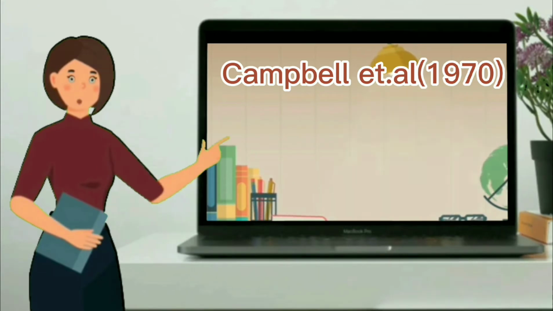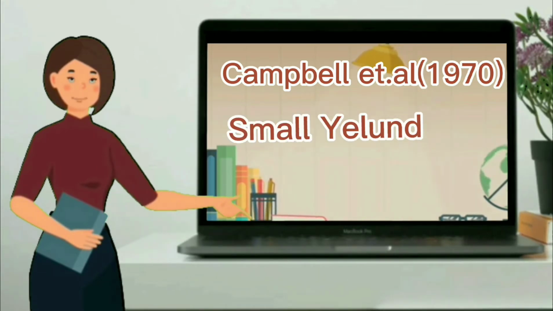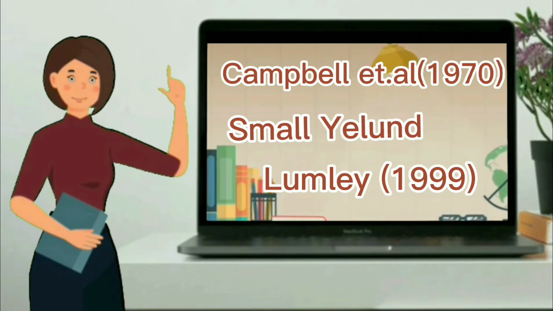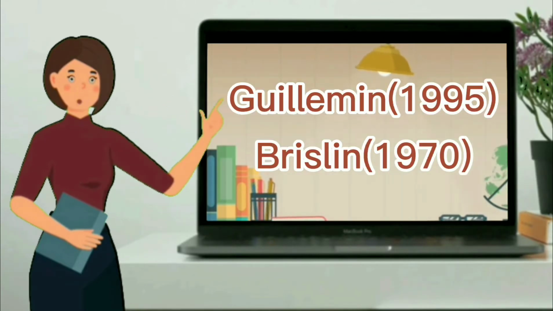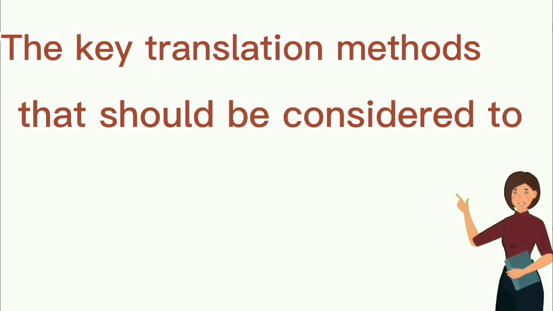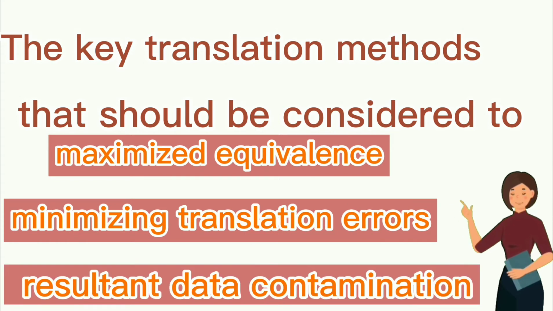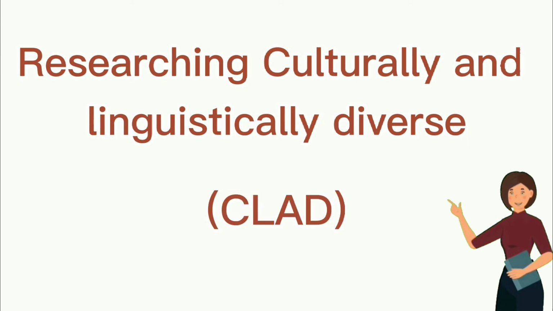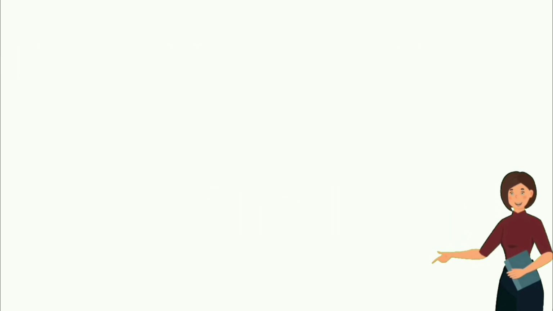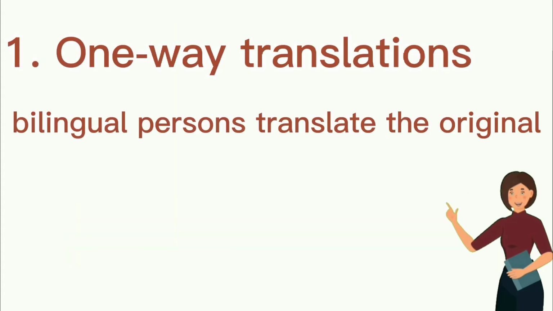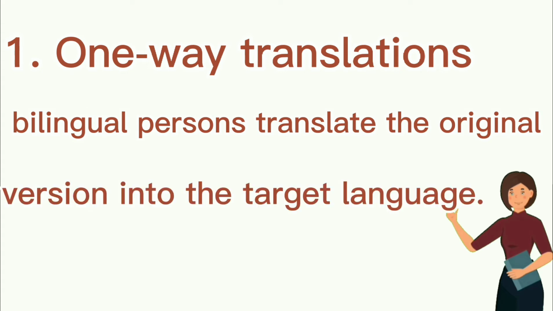According to Campbell et al. in 1970, Small, Yelland, and Lumley in 1999, Guillemin in 1995, and Breslin in 1970, the key translation methods that should be considered to maximize equivalence while minimizing translation errors and resultant data contamination when researching culturally and linguistically diverse groups are: first, one-way translations. A bilingual person translates the original version into the target language.